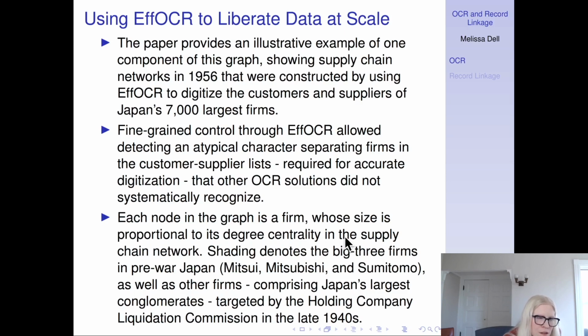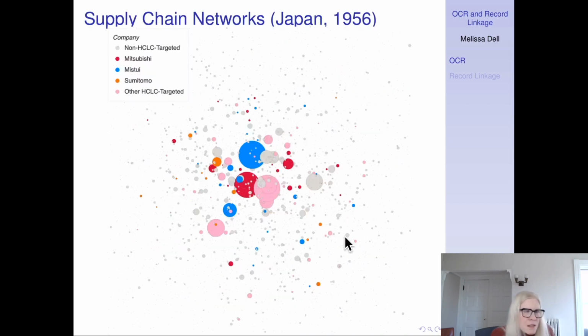Each node in the graph is a firm whose size is proportional to its degree centrality in the supply chain network. Shading denotes the big three firms in pre-war Japan, Mitsui, Mitsubishi, and Sumitomo, as well as other firms comprising Japan's largest conglomerates that were targeted by the Holding Company Liquidation Commission in the late 1940s, which tried to break up large Japanese firms. So these are the supply chain networks in 1956.